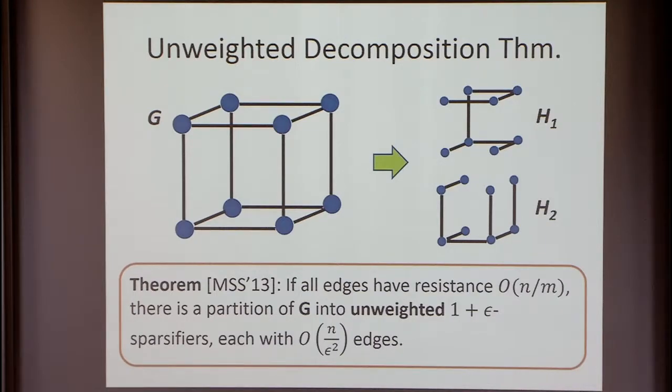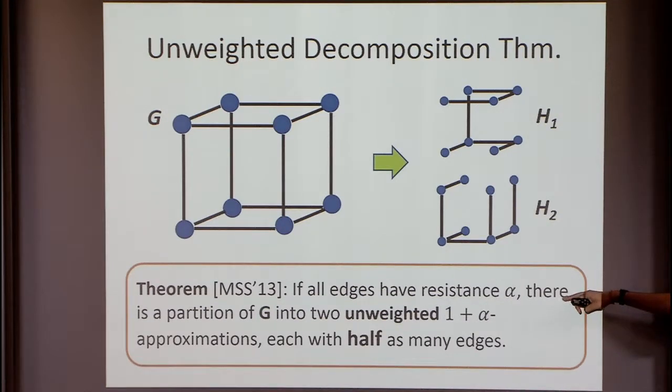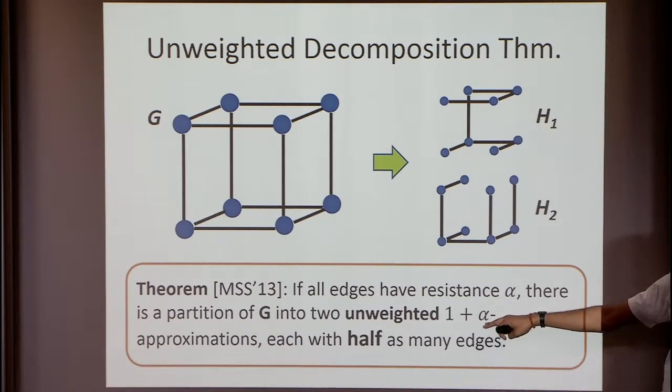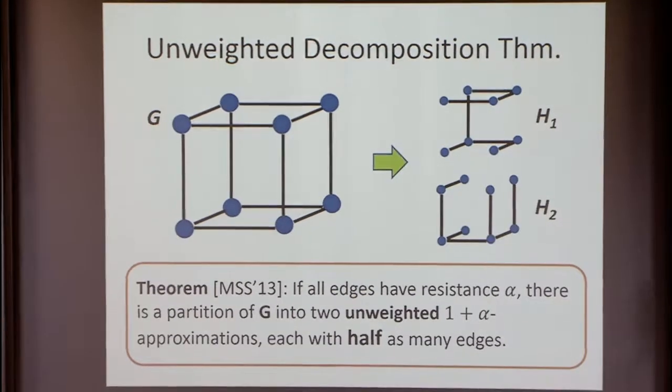And this is actually just a consequence of, I guess I'm out of time, so I'll just go over this quickly. This is a consequence of the following theorem, which says, if you have a graph with bounded resistances, you can partition it into two subgraphs such that the quality of approximation is 1 plus alpha, where alpha is a bound on the resistances. And recursing on this produces this unweighted sparsification theorem.